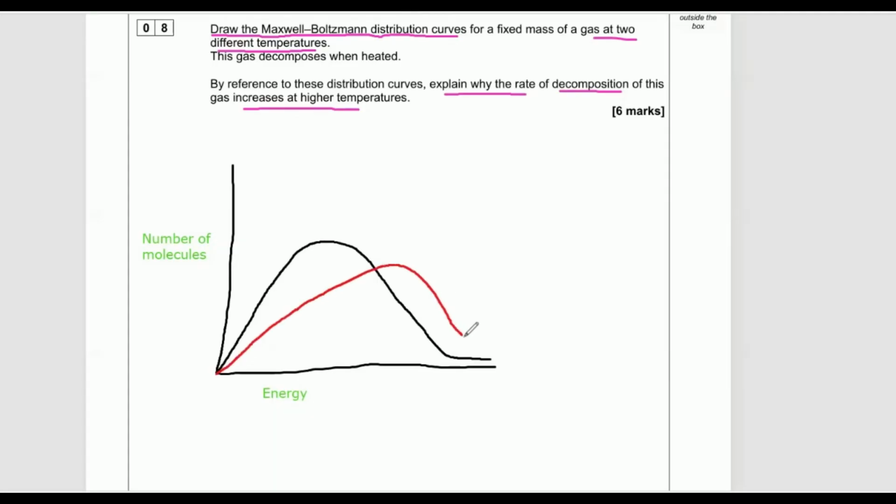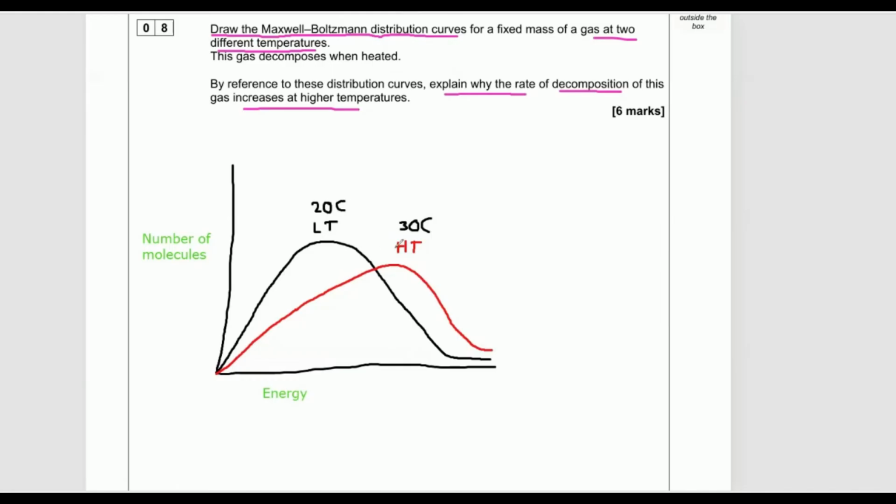And for a higher temperature, there's 2 things you need to do. You need to draw your curve to the right. Notice my curve is shifted to the right. The area under your lower temperature, black curve and the red curve, should be roughly equal visually to look at. So this red one is my higher temperature and the black one is my lower temperature. The area under them should be roughly equal.